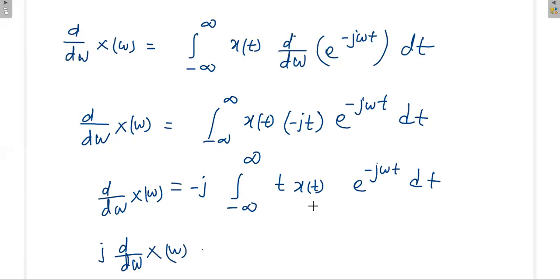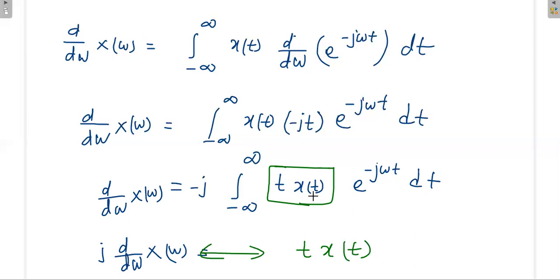Again, if you concentrate on the rest of the equation, integration of something into e power minus j omega t dt, that means this is the Fourier transform pair of the signal t x of t. So whatever is present here, we'll call it the time domain signal. So if t x of t is there, then in the frequency domain you will get j d by d omega x of omega.